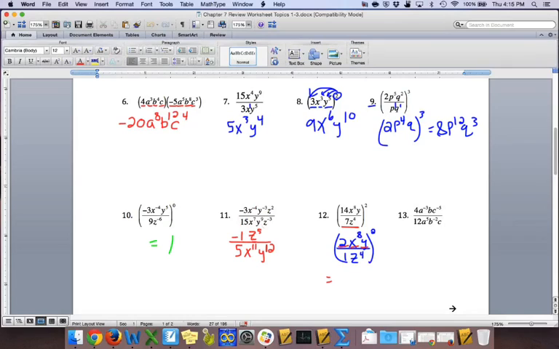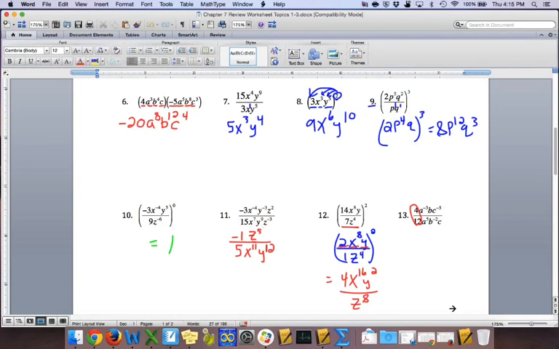So 2 squared is 4. X to the 8th to the 2nd power is like multiplying, so that's x to the 16th. Then the y gets squared. And the bottom, z to the 4th to the 2nd power is like 4 times 2, so that's z to the 8th.